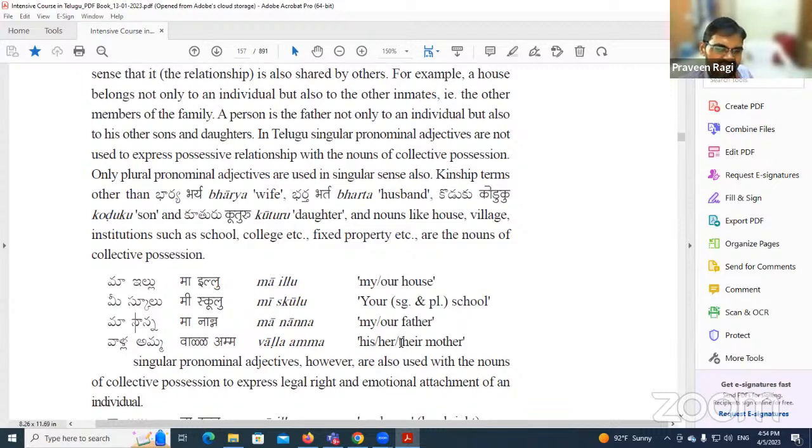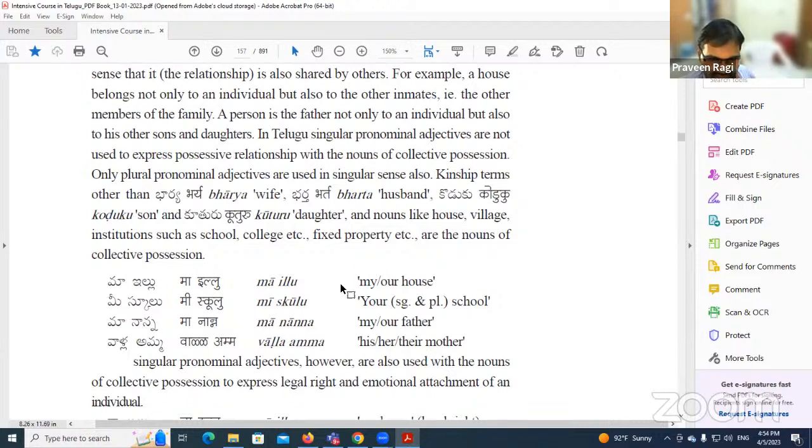Okay, so that's the reason we always say "me nanagaru." We don't say "ni nanagaru." We say "me nanna, me nanagaru." Similarly, "వాళ్ళ అమ్మ," because maybe they have siblings. She's not only his or her mother, she has brothers and sisters, or he has brothers and sisters. So in such case, we can say "వాళ్ళ అమ్మ," plural form.